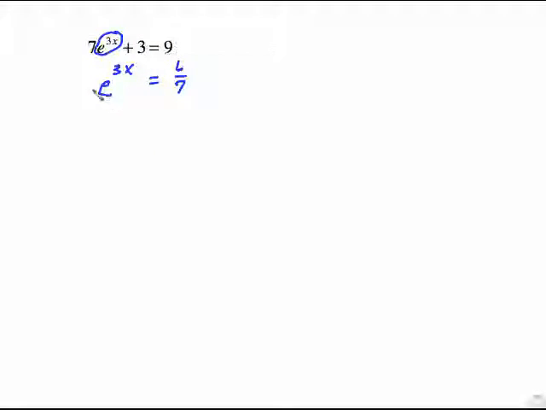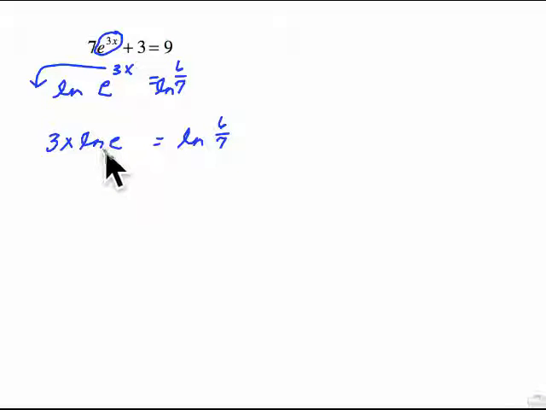Because this is e, I don't want to take the log of both sides, I want to take the natural log of both sides. The power rule is going to bring this 3x down in front, giving 3x times ln of e equals ln of 6/7. And the reason this is so nice is ln of e is just 1. That cancels out. So we just have 3x equals ln of 6/7. To get the x alone, divide both sides by 3, and that is your solution.